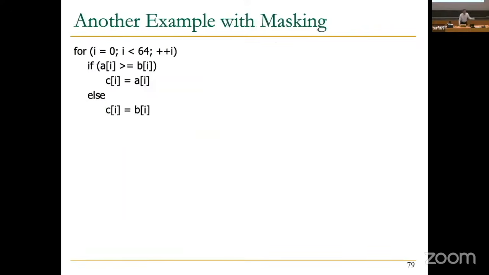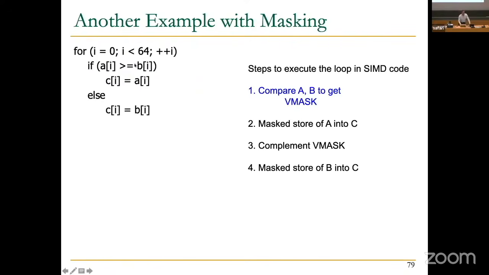Okay, so this is another example with masking. This is actually more sophisticated, but I won't give you the code. You can write the code. And this is again vectorizable. But now we're checking if A[i] is greater than B[i]. If that's the case, we set C[i] to be A[i]. Otherwise, we set C[i] to be B[i]. What we need to do is compare A and B to get the V mask. And then we do a mask store of A into C. And then we complement the V mask, that's the else. And then we do a mask store of B into C.